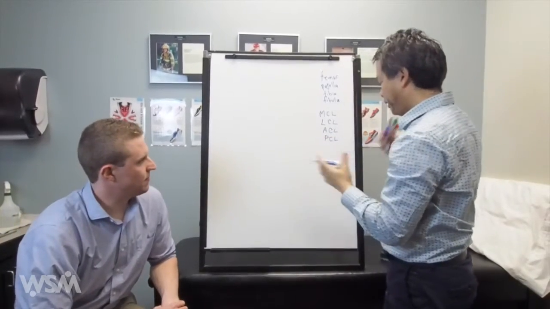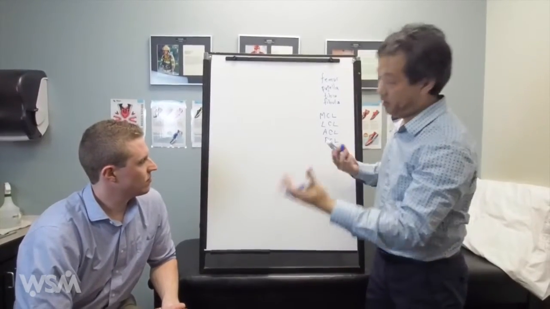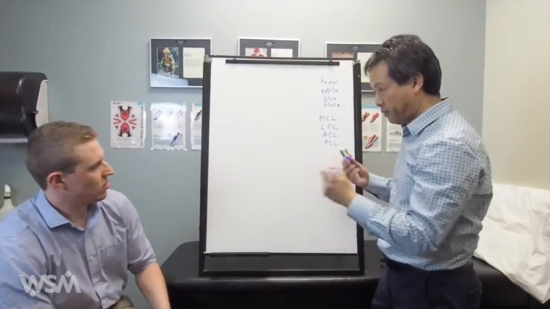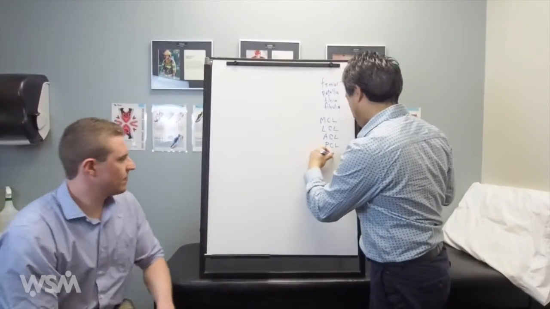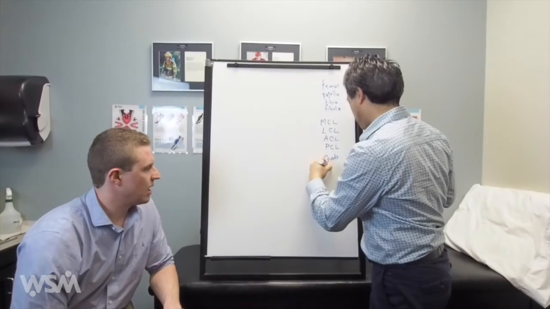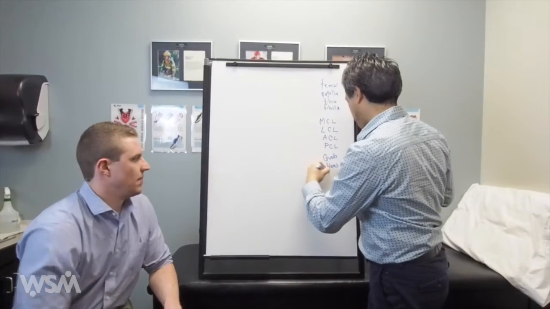And major muscle groups. We won't name them all, but what are the main muscles that people have generally heard of? So the quads and the hamstrings. And then you have your calf muscles as well below the knee.